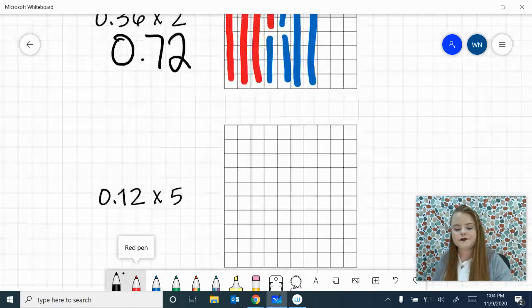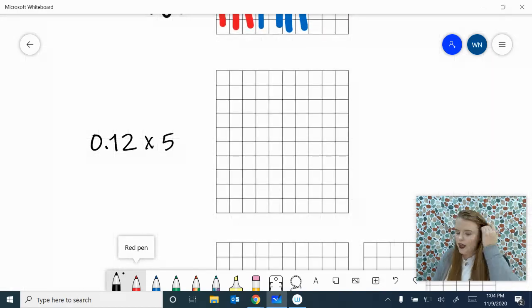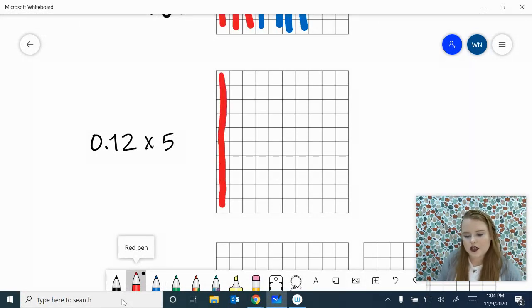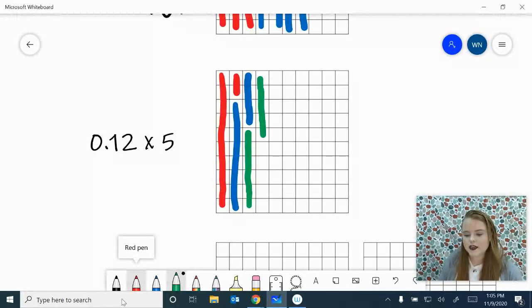Let's do another one. 12 hundredths times 5. Oh my goodness. Okay, so I know I need to start by coloring in 12 hundredths. So that's going to give me 1 tenth and 2 hundredths. So I know there's 8 left here because 10 minus 2 would give me 8. So I'm going to switch colors and say 8, 9, 10, 11, 12. That's 2. Let's do it again. 1, 2, 3, 4, 5, 6, 7, 8, 9, 10, 11, 12.